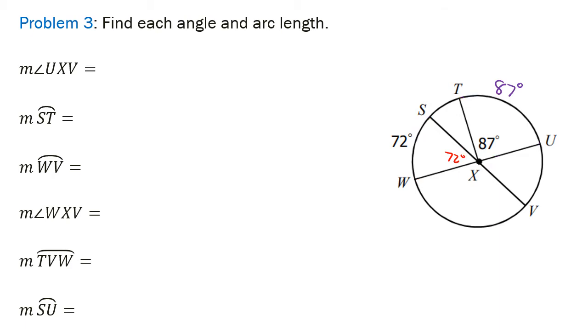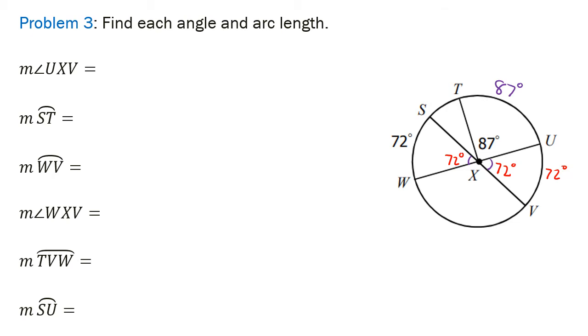So we're going to go around and find all the degrees and angles, all the arcs and angles for this circle. So these two angles are known as vertical angles. They're exact opposites of each other. So this right here would also be 72 degrees, and therefore this arc is also 72 degrees.